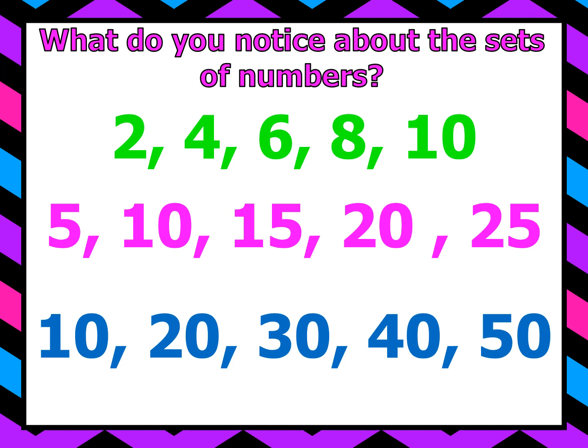If I look at these numbers closely, I see that every single set represents a certain pattern. For example, the set in green is skip counting by 2. The set in pink is skip counting by 5. And the set in blue is skip counting by 10. So each of these numbers follow a certain pattern. Today we're going to be working with tables that follow a certain pattern.